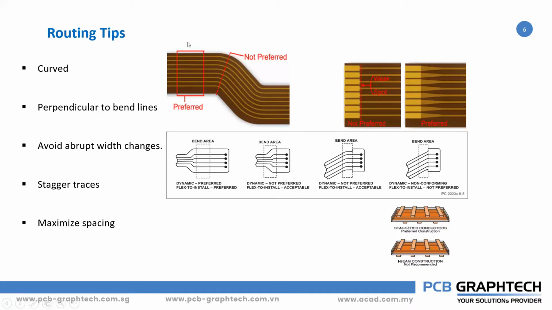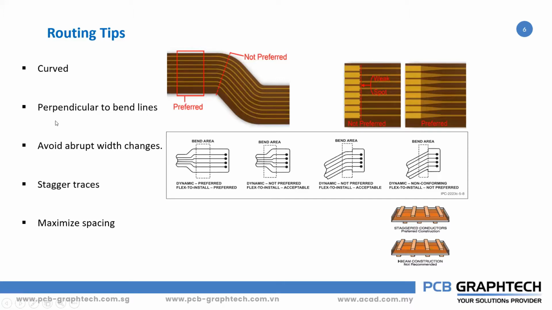Okay, so the bending line has a preferred place. You can see in the first picture curve, there is a red color preferred. This is the preferred area to place your bending line. You cannot place your bending line at a place which is not perpendicular to your routing. Usually a bending line should be perpendicular to your routing. So you can have smooth and curved routing lines here.